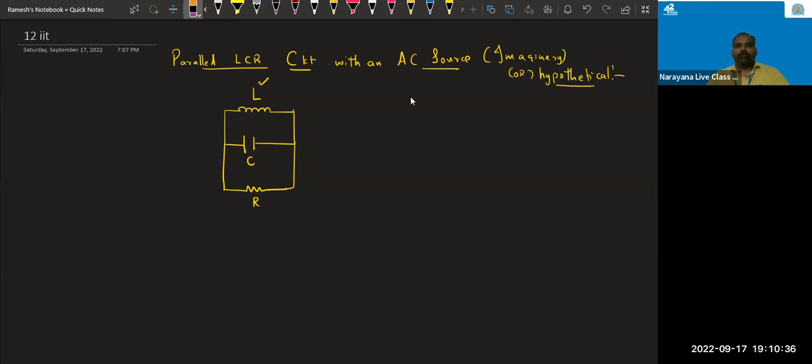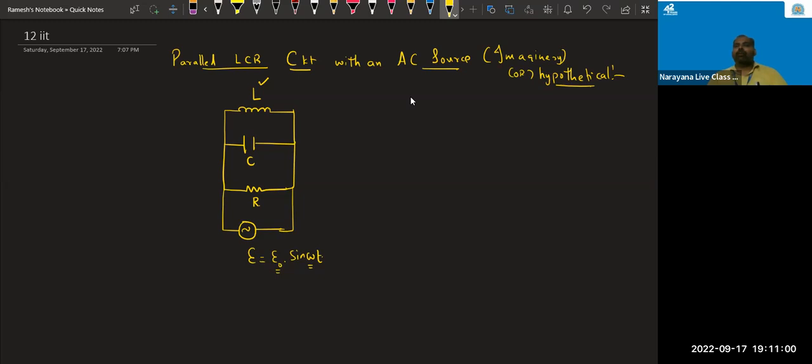But anyway, here I will put one cell of AC source. Let's say applied EMF is E naught sine omega t. E naught is nothing but the peak value of voltage, and omega is the angular frequency.